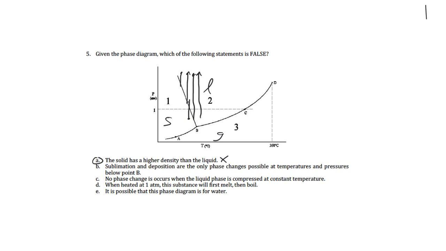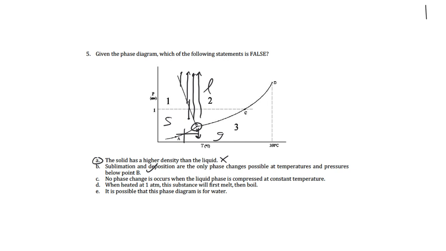We can make sure that the other statements are hopefully true, so therefore not the right answer to the question. Sublimation and deposition are the only phase changes possible at temperatures below point B. That's the idea of the triple point. So if you go below this point here, then the only phase transitions that are possible are between the solid and the gas. So we can only get sublimation, deposition. Deposition is the opposite of sublimation. It's gas to solid. And so that's true. And that's the meaning of the triple point.